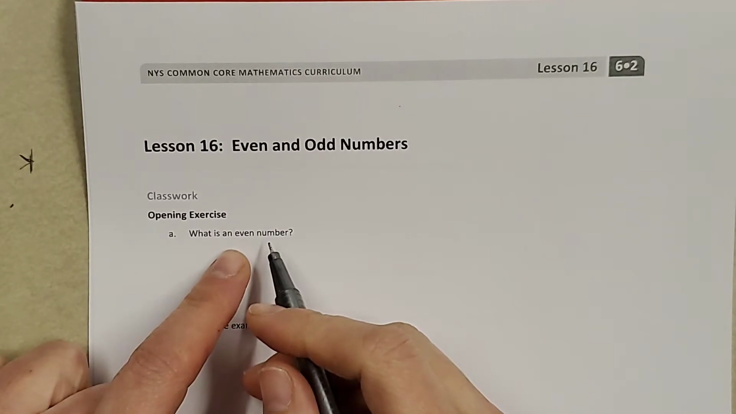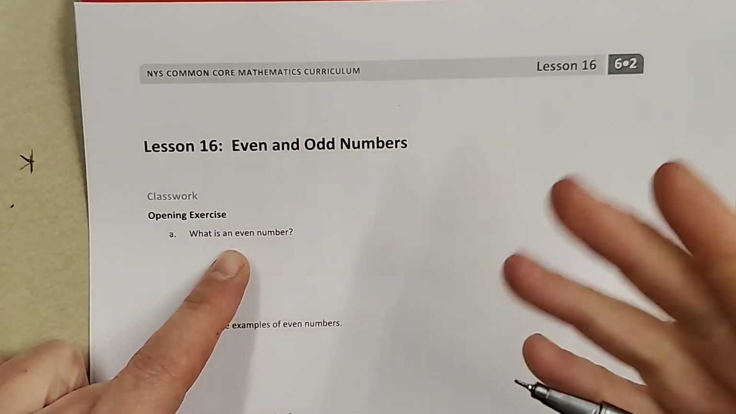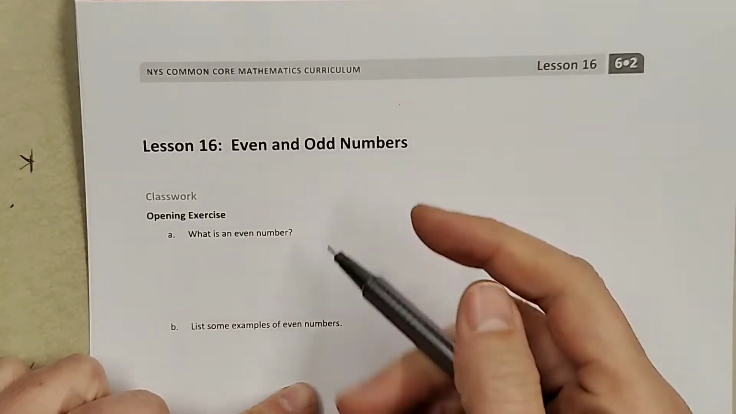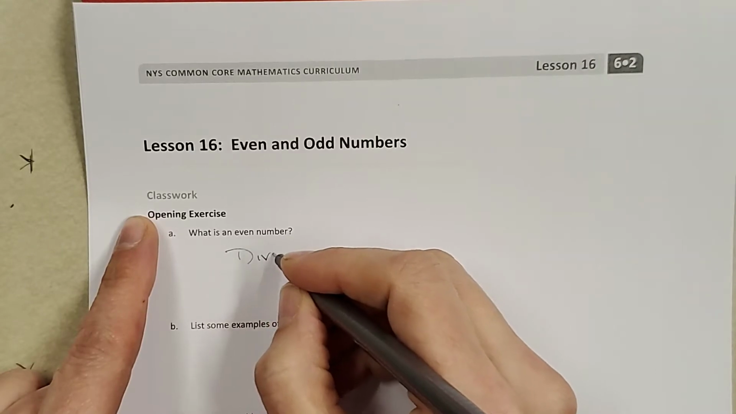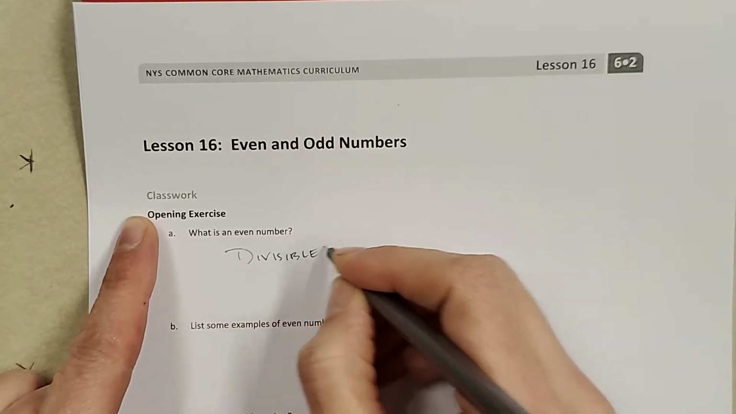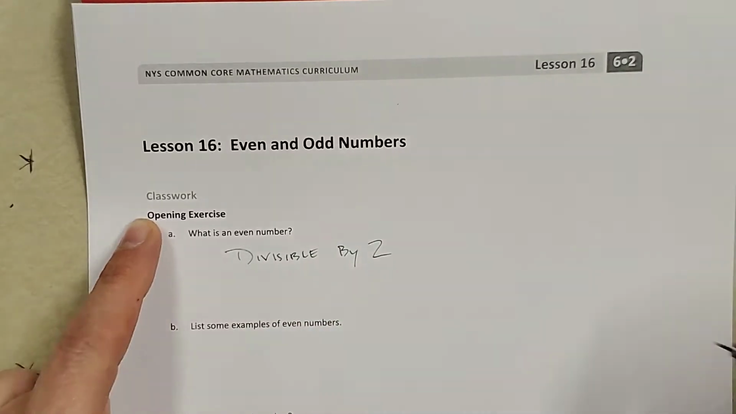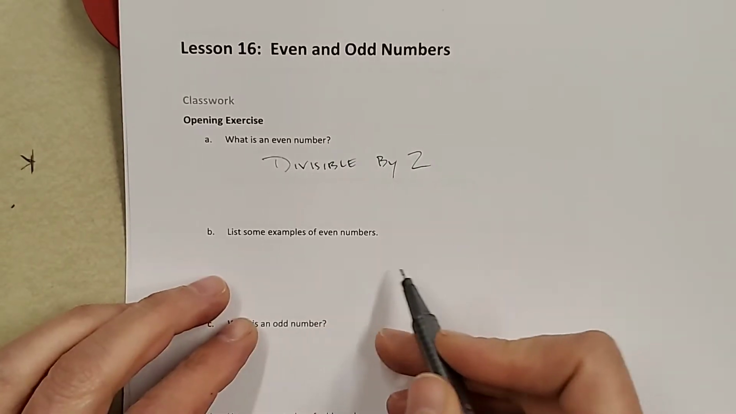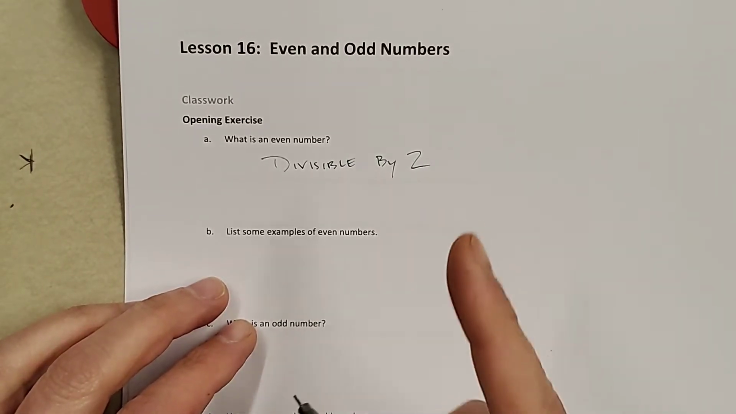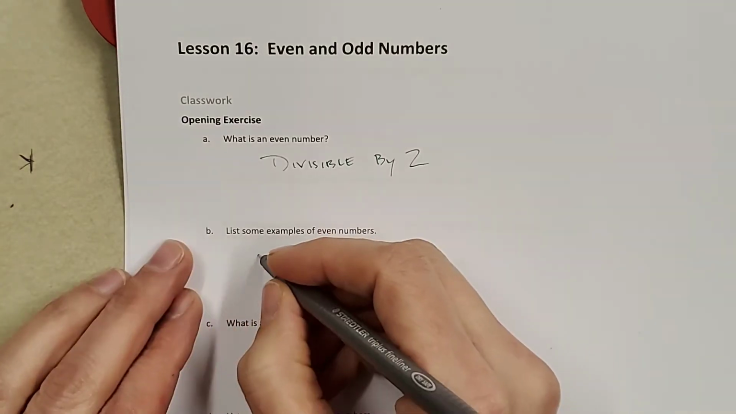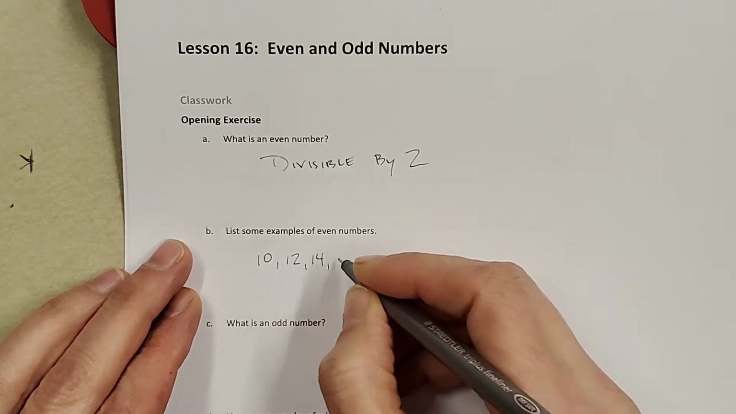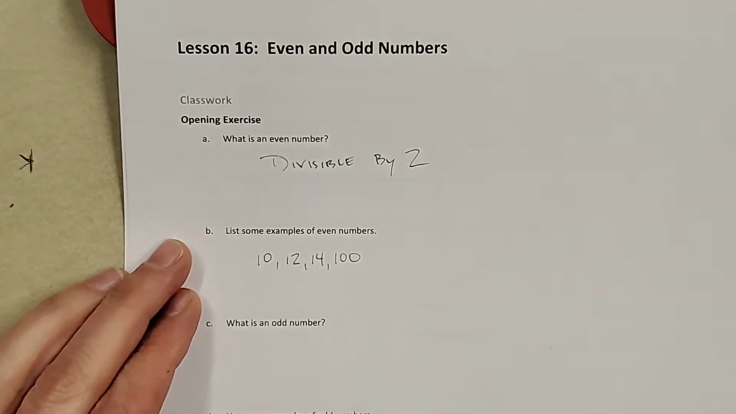What is an even number? I'll give you a minute to kind of talk it over in your head. Even number: divisible by 2. List some examples. I'll list some examples. You can't list what I list. 10, 12, 14, 100.